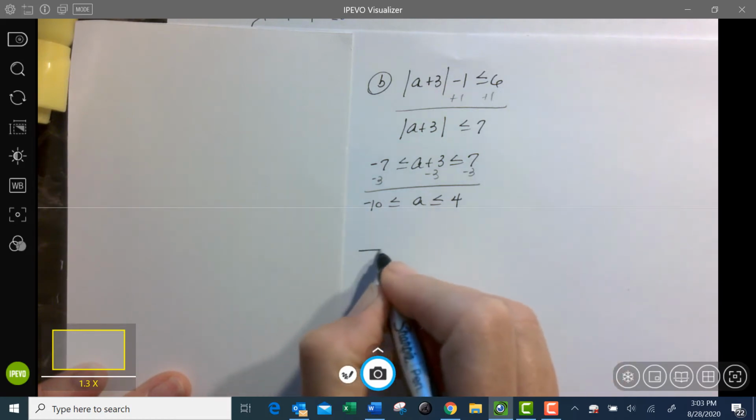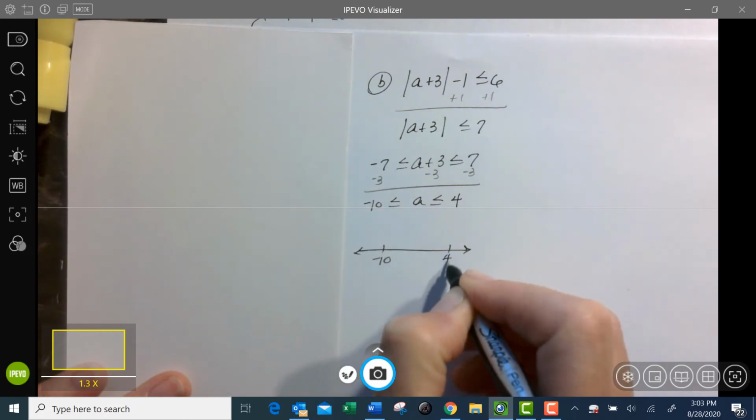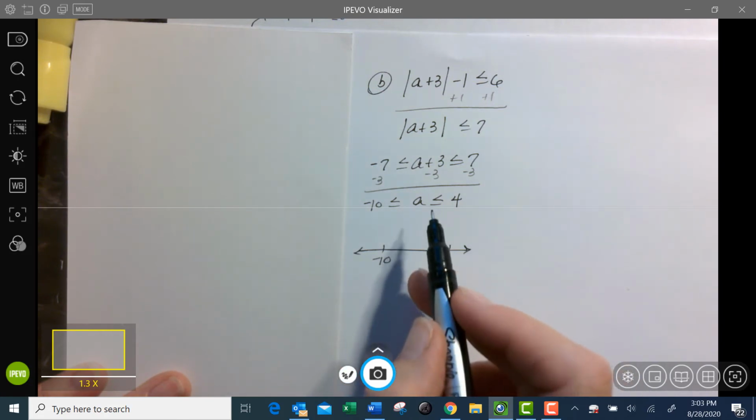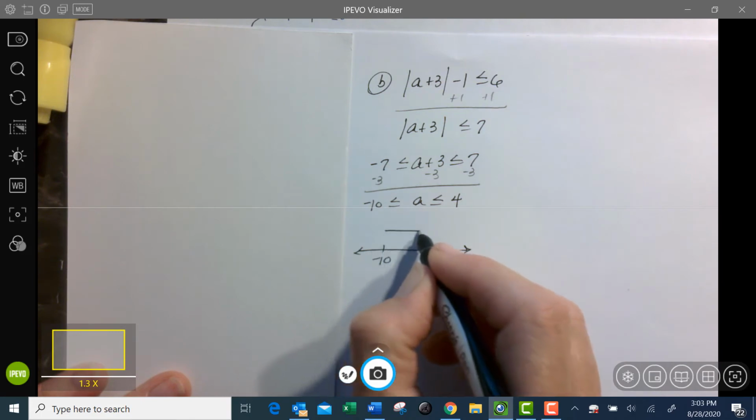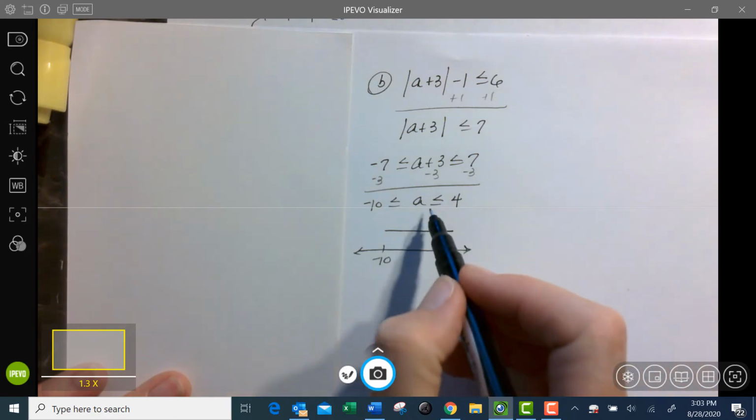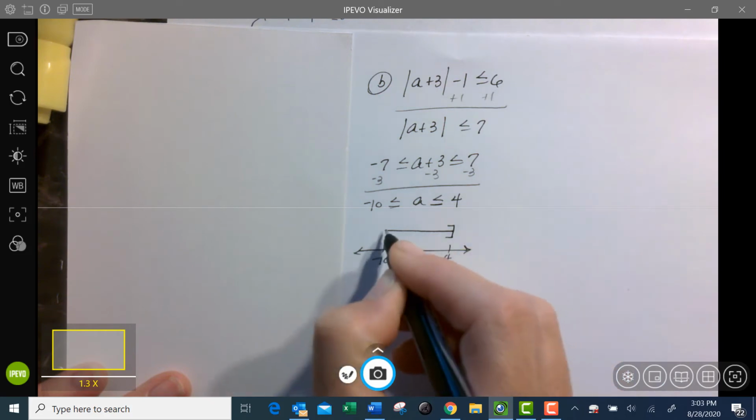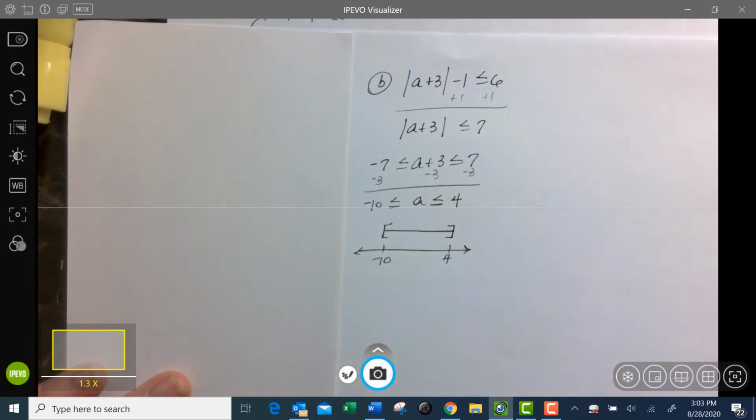So I'm going to first graph it. I don't get really fancy with my graphs. This is just a number line. And our values fall between -10 and 4. So I put a bar over all numbers between -10 and 4. Now since it says less than or equal to, I include the 4 and I include the -10 as solutions, which is represented by using the square bracket.